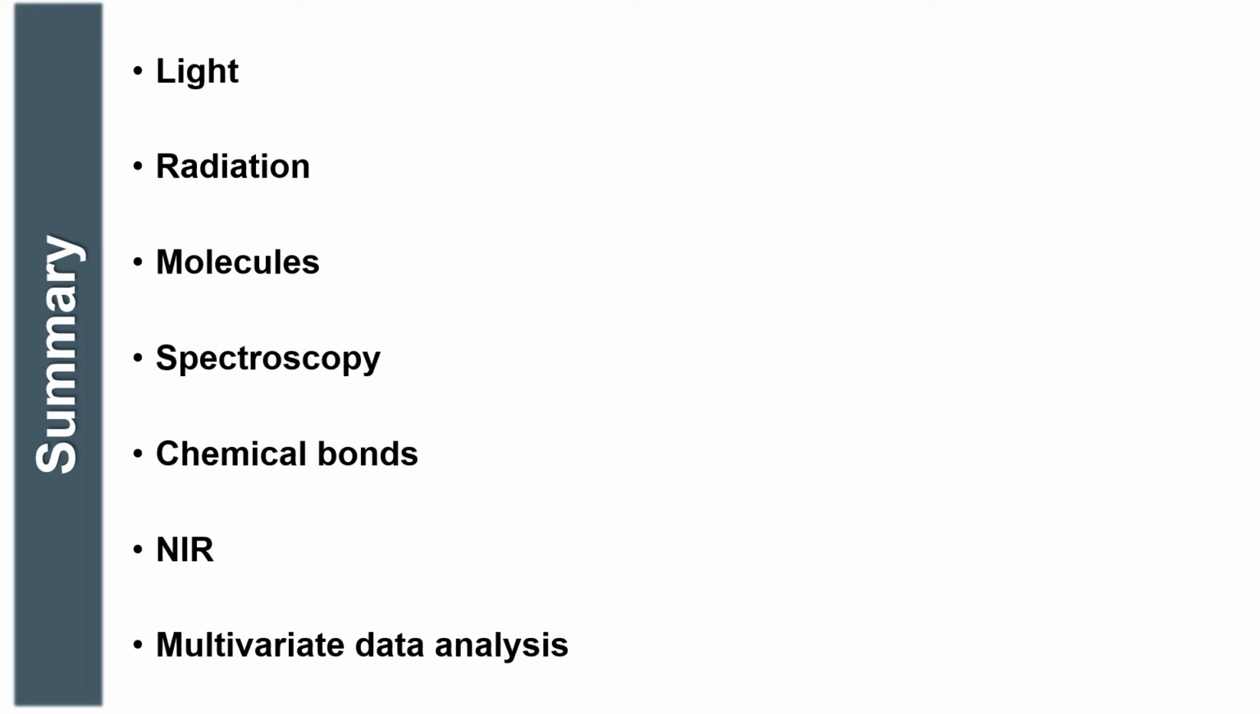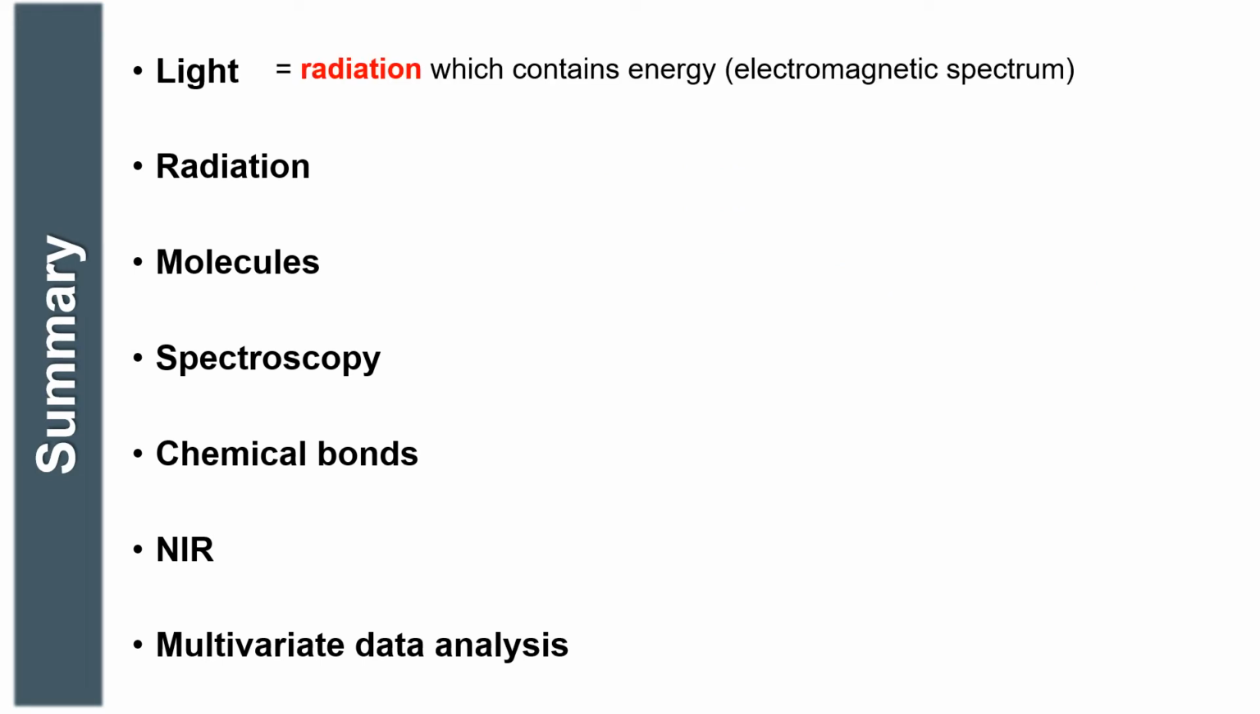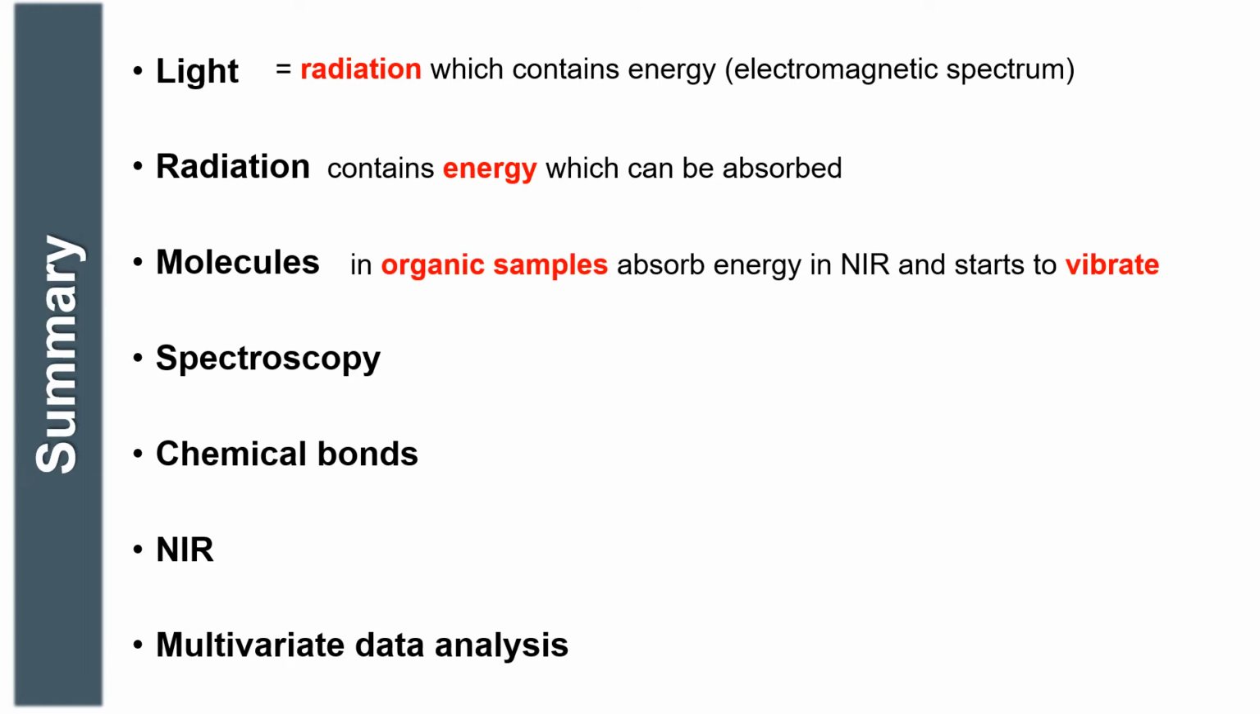At this point, let's summarize what we've learned thus far. Light is actually electromagnetic radiation, which contains energy and forms an electromagnetic spectrum. The energy in radiation can be absorbed by molecules and result in various responses. Molecules with specific chemical bonds in organic samples absorb energy in NIR radiation and start to vibrate.